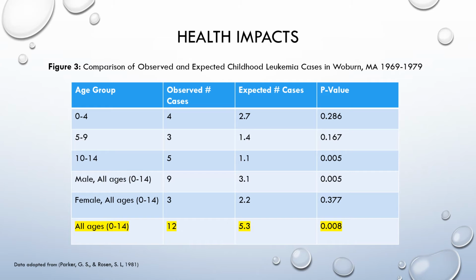If you look at the distribution by gender, male and female, you can see that more cases of childhood leukemia were observed than expected. So this raised concerns of whether these leukemia cases were related to the TCE in the water supply.